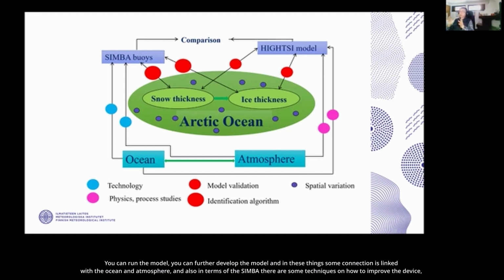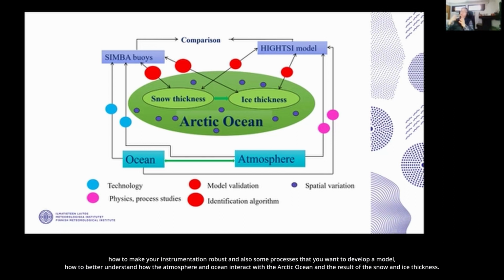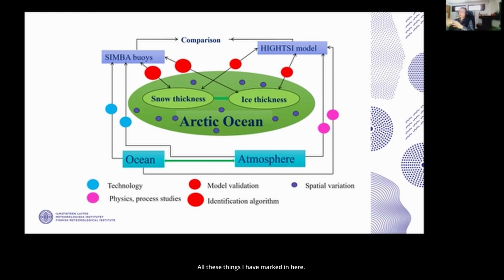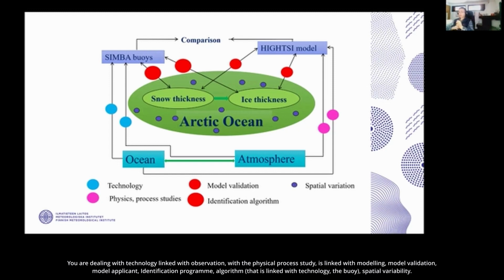And also in terms of the buoy, there are some techniques on how to improve the device and make your instrumentation robust. There's also some process study, like developing a model to better understand how the atmosphere and ocean interact with the Arctic Ocean and the resulting snow and ice thickness. So all these things I have marked here: you can deal with technology, which is linked with observation. You can deal with physical process study, which is linked with modeling, model validation, model application, identification program, algorithm.